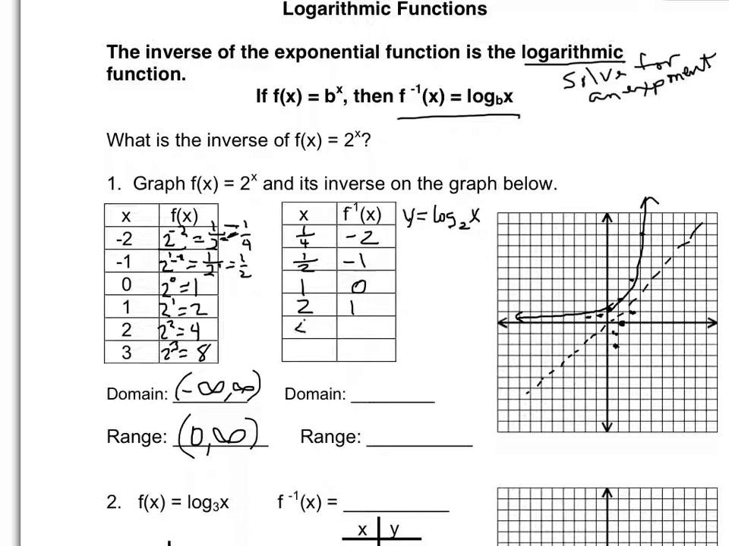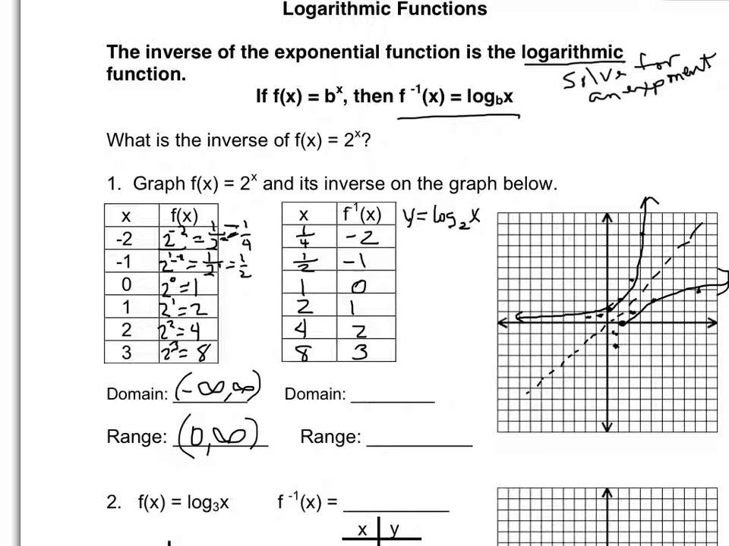When x is 4, y will be 2. So if I come out here to x is 4, y is going to be 2. And if x is 8, y would be 3. So here would be 8, there is 3. Now, if I sketch this, here's what we're going to see.